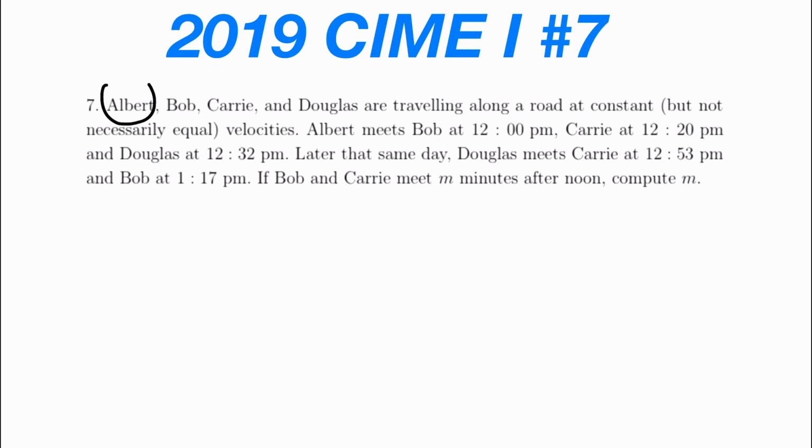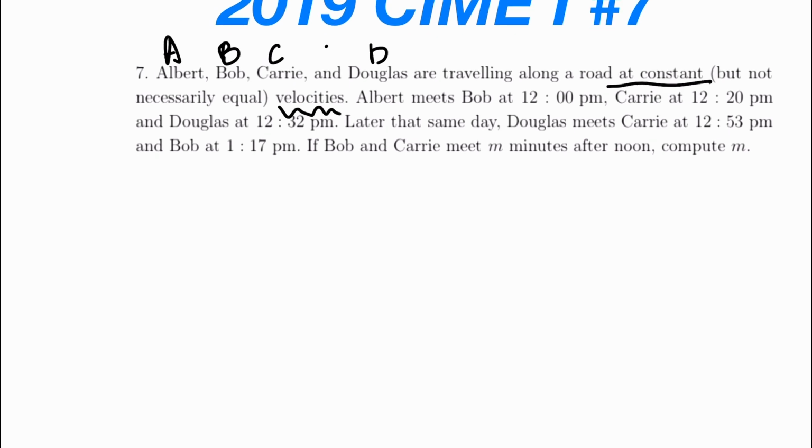So there are 4 people. I will just abbreviate them as A, B, C, and D. These 4 people are traveling along the road at constant but not necessarily equal velocities. It tells us not necessarily equal, so it gives an insight that the velocity, it says velocity, so this velocity might be negative.